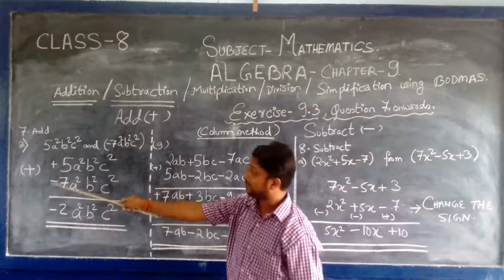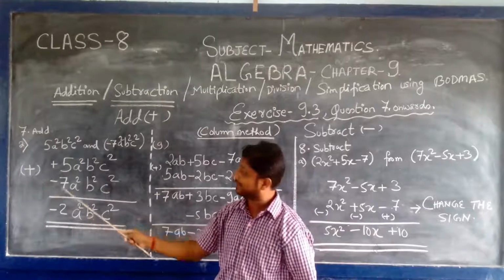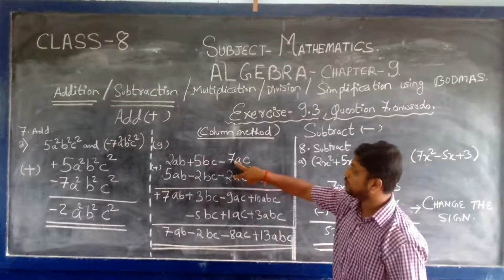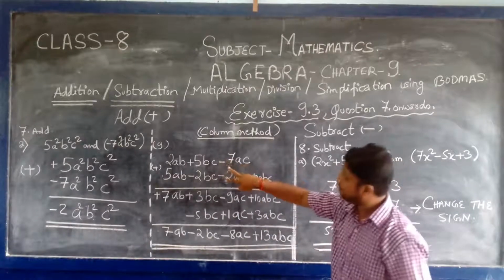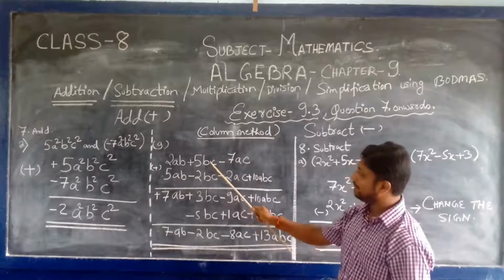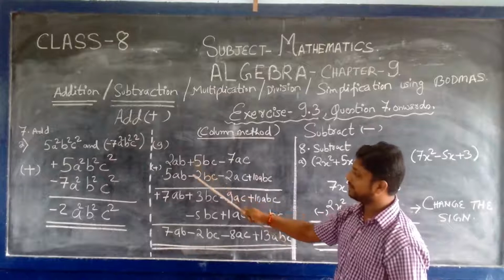Here what happened? There were two numbers but they were with different sign. So that's why we subtracted. The logic is different when there are two numbers with similar sign: we will put the similar sign but we will add it. So 7 plus 2 is 9. BC is BC. And here again, if you see, there are two numbers with different sign.